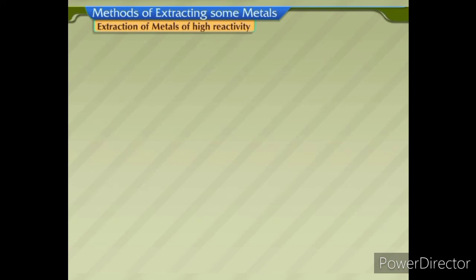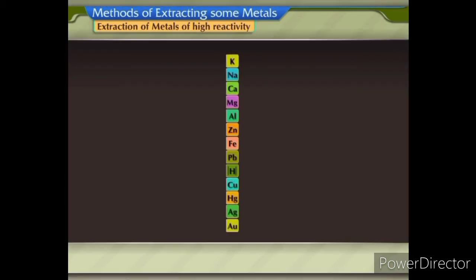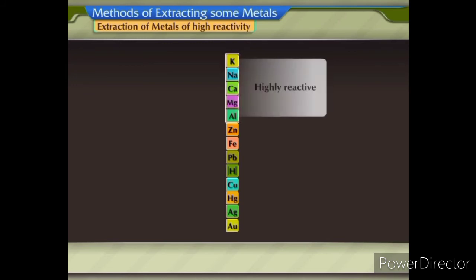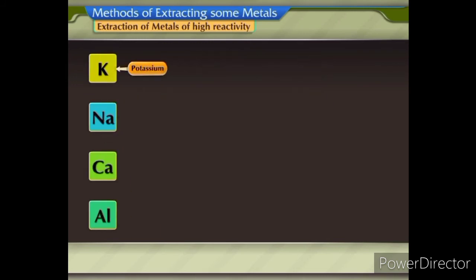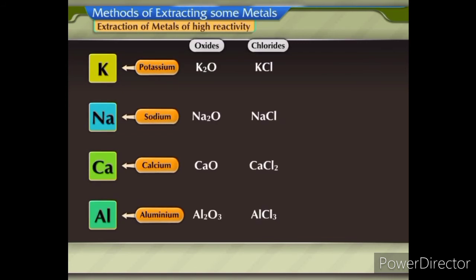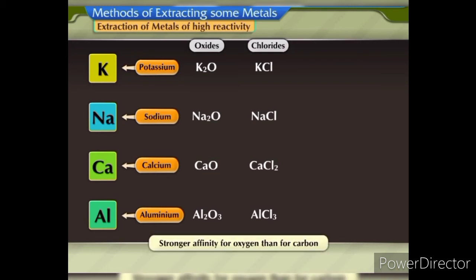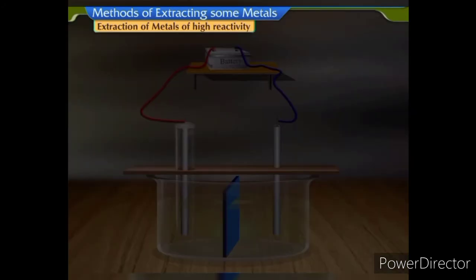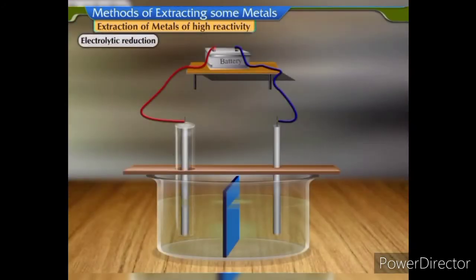Extraction of metals of high reactivity. Metals placed at the top of the reactivity series are highly reactive, for example, potassium, sodium, calcium, and aluminium. These metals occur in the form of their oxides or chlorides. These metals have a stronger affinity for oxygen than for carbon. Therefore, they cannot be extracted by reducing their oxides with carbon. Hence, the process of electrolytic reduction is used to obtain the metal from the metal oxide or the metal chloride.